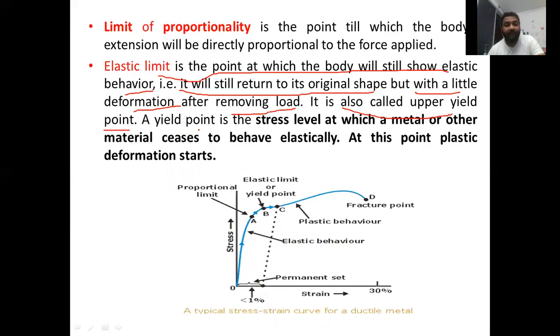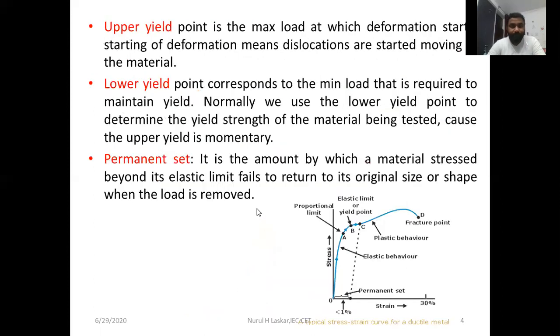Then what is the yield point? The yield point is the stress level at which metal or other material ceases to behave elastically. That is, it stops behaving elastically. At this point, plastic deformation starts. Means after the yield point, the plastic deformation starts. Then there are 2 points. What is the upper yield point and what is the lower yield point? B is the upper yield point, C is the lower yield point.